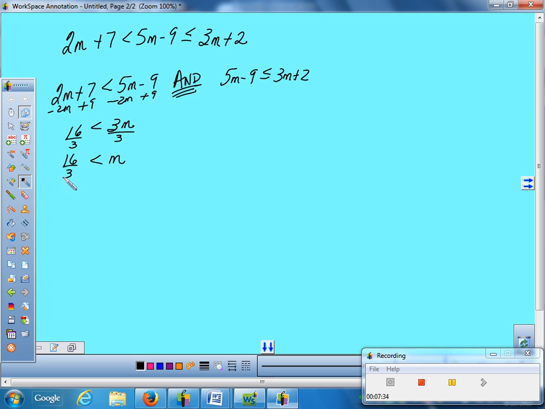On the right-hand inequality, which way do you want to move your m's? To the left. So we would subtract 3m, which would give us 2m, and we would add the 9, which would give us 11. Divide by 2, and m would be less than or equal to 11 over 2.